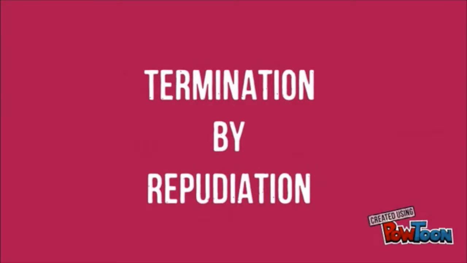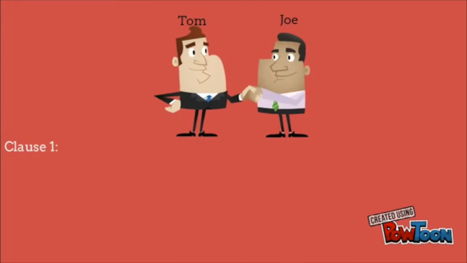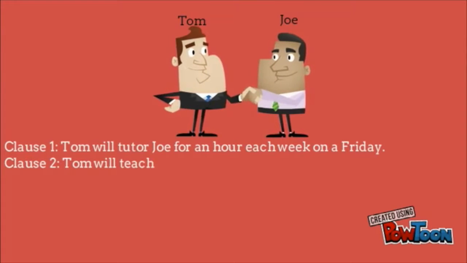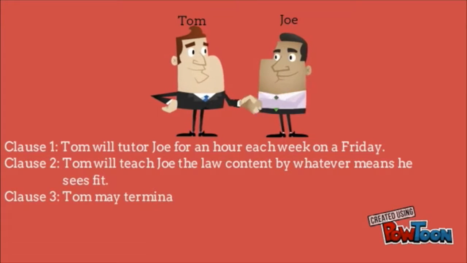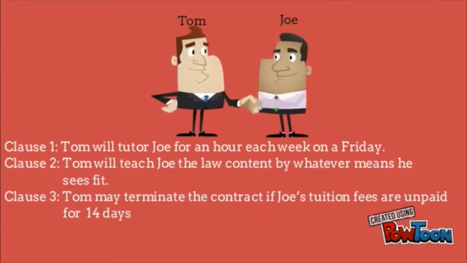Termination by repudiation. Joe and Tom have entered into a contract. These are the terms of the contract. Tom will tutor Joe for an hour each week on a Friday. Tom will teach Joe the law content by whatever means he sees fit. Tom may terminate the contract if Joe's tuition fees are unpaid for 14 days.